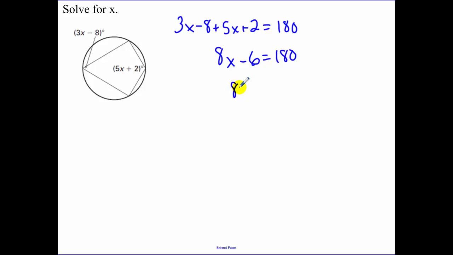All right, solve for x. So we have a quadrilateral that's inscribed in a circle. So I know that opposite angles of this quadrilateral are going to be supplementary, which means they add up to 180 degrees. All right, so then we have 8x minus 6 equals 180. 8x equals 186. So therefore, x is going to equal 23.25.